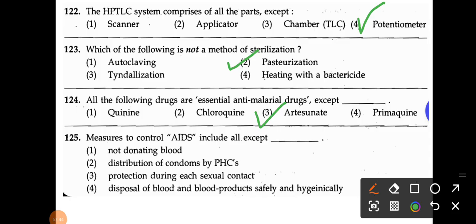Measures to control AIDS include all except, right? Again they are asking the except. Not donating blood, distribution of condoms by PHC, that is the primary health centers, then protection during each sexual contact, disposal of blood and blood products safely and hygienically. So options 2, 3, 4 are correct measures to control AIDS, but not donating blood is not the correct option. So that's why they are asking the except only. So the correct answer is not donating blood.